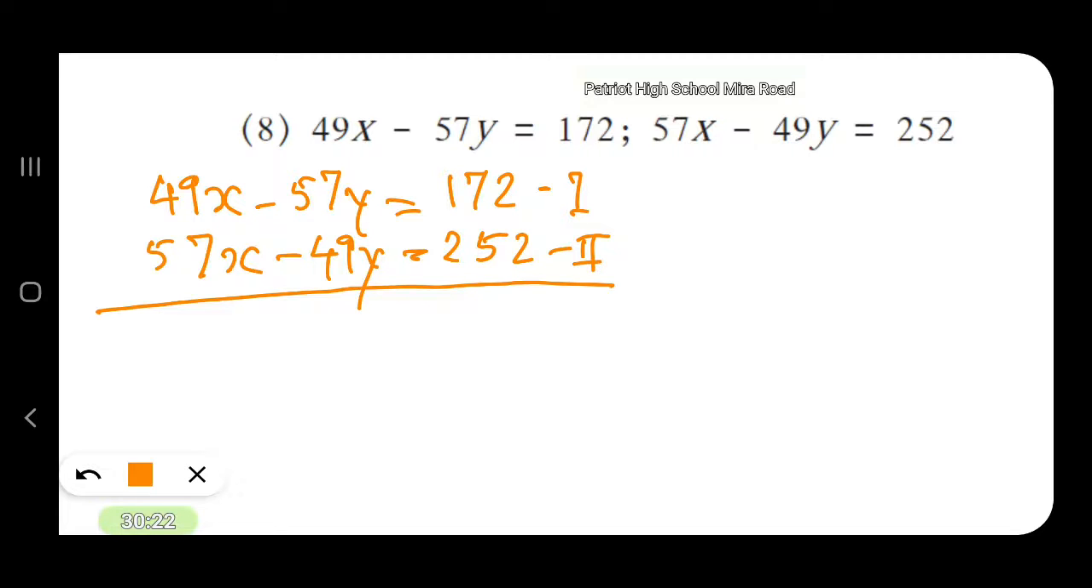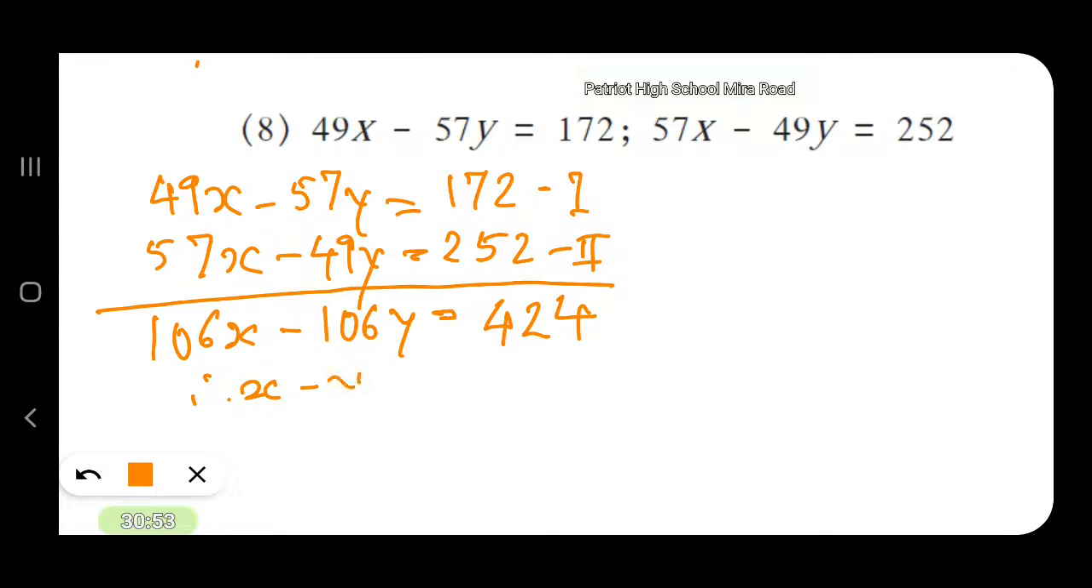So adding them up, we have 106x minus 106y is equal to 424. Therefore, x minus y is 4.